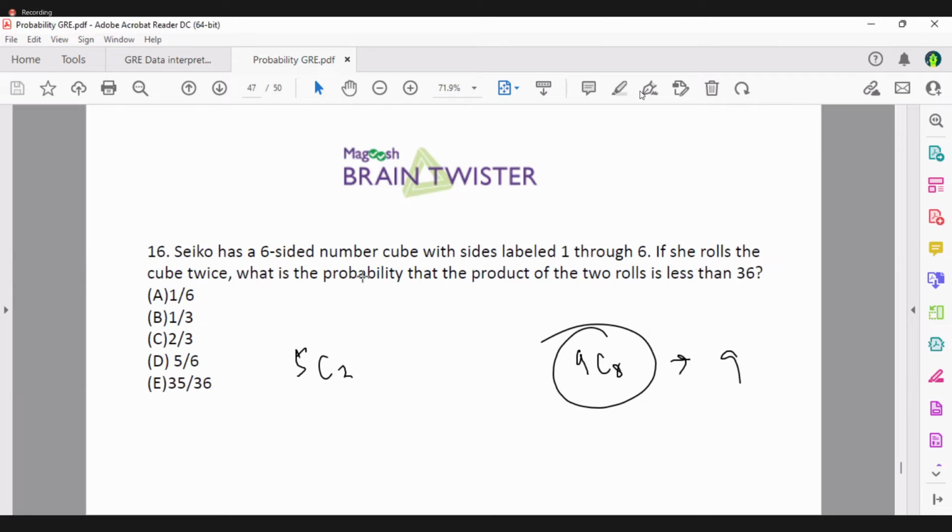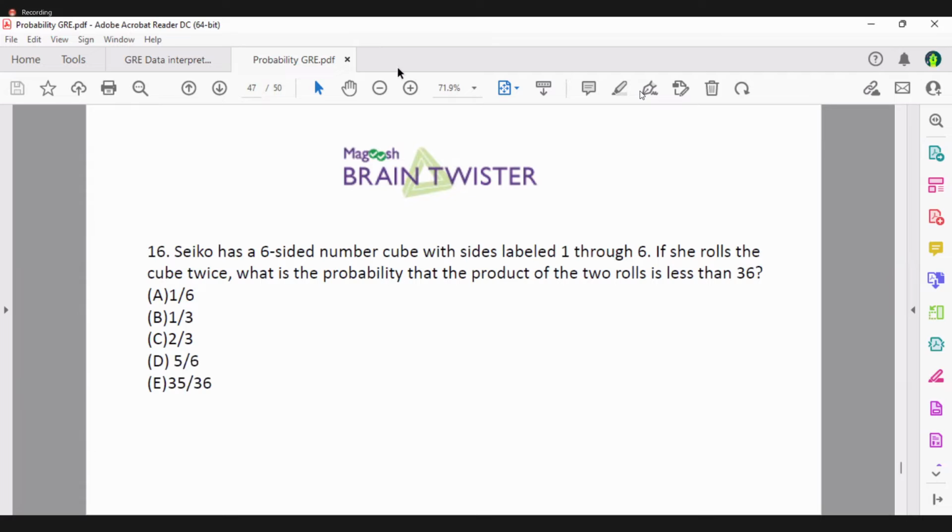Next question. Seco has a 6-sided number cube, with sides labeled 1 through 6. If she rolls the cube twice, what is the probability the product of the 2 rolls is less than 36? This is a very easy question. Option E, 35 by 36.